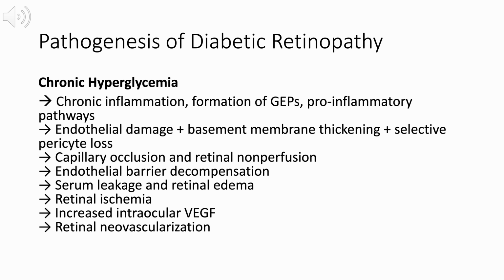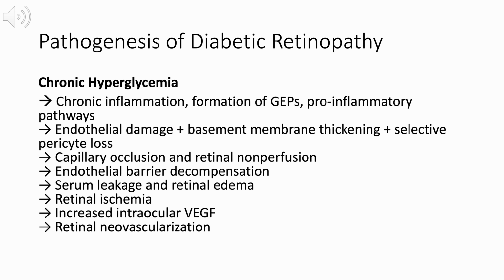I want you to notice the architecture of this diagram. Every clinical finding we will discuss for the remainder of this lecture occupies a specific position along this cascade. Microaneurysms and dot blot hemorrhages sit near the top at the level of capillary injury. Cotton wool spots and intraretinal microvascular abnormalities sit in the middle at the level of occlusion and non-perfusion. Diabetic macular edema branches off at the serum leakage step, and neovascularization, with all of its complications as seen in PDR, sits at the very bottom.